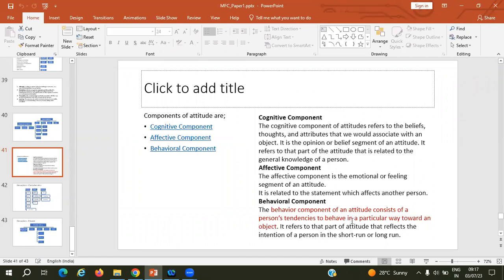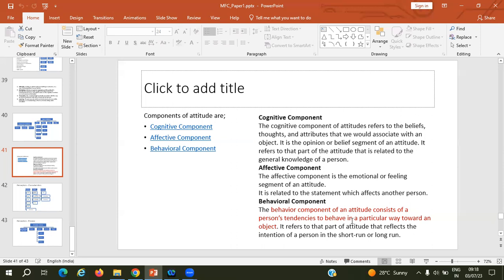That is cognitive component of attitude. Affective component is something I was telling, emotional feelings. Whatever you are thinking, whatever you are visualizing is coming from your emotion, your feelings. The affective component is the emotional or feeling segment of an attitude. It is related to the statement which affects another person.